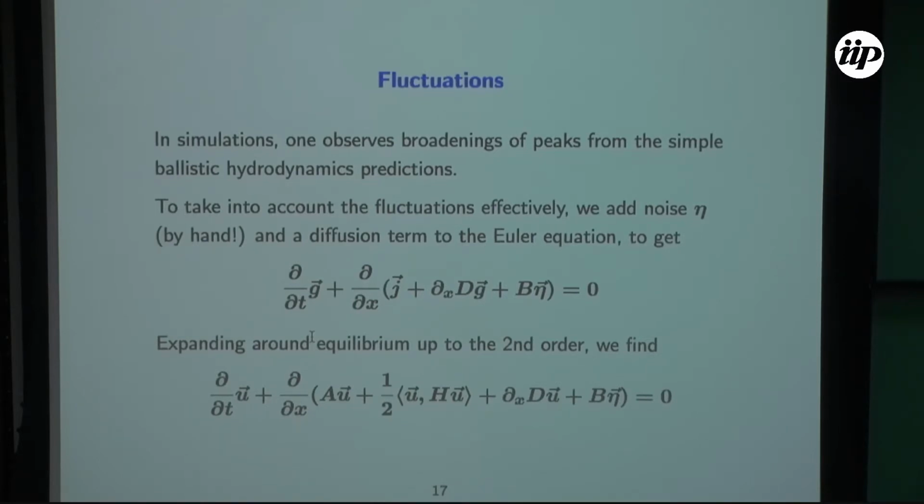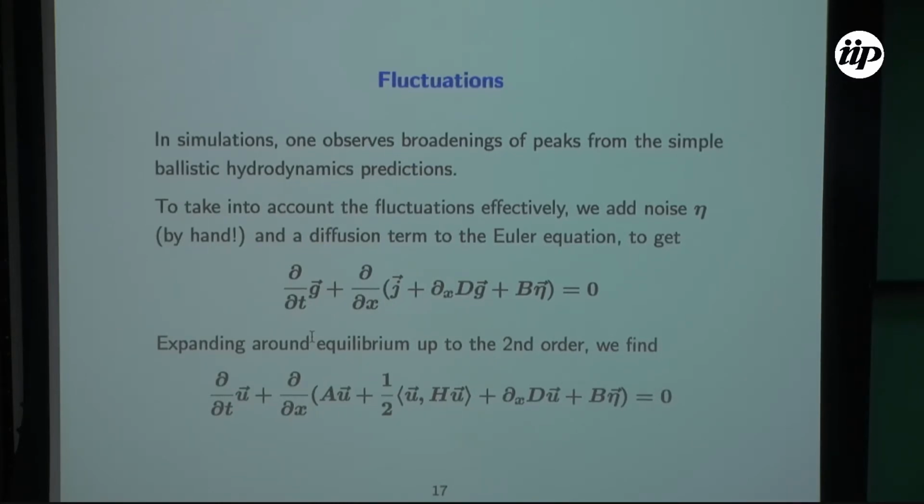But as in the previous case, we're interested in fluctuations. In fact, in simulation, even though we see these ballistic behaviors, there are also some broadenings of the peaks, which is related to fluctuations. And we are interested in describing such fluctuations. As before, maybe we can try to study such fluctuation effects by putting noise into the hydrodynamic equation by hand, right? Then, because of the fluctuation-dissipation theorem, we should also add this diffusion term, as before. Then the equation looks like this.